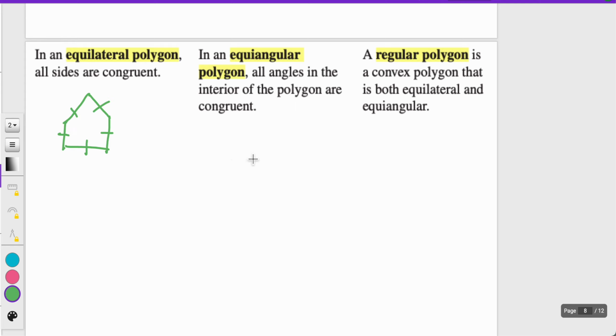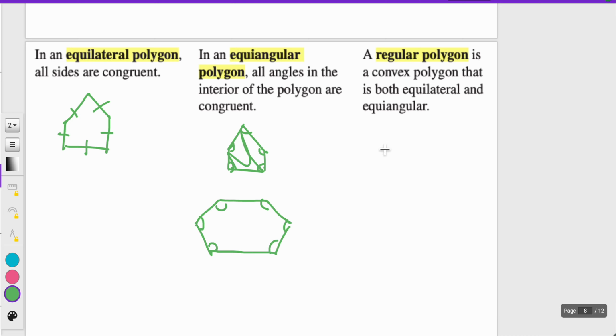All sides are congruent. In an equiangular polygon, all angles of the interior would be congruent. So again, just showing that with my angle arcs here. And then a regular polygon, or this one actually doesn't show equiangular. Maybe if we did a hexagon, that'd probably be better. So not necessarily all the same side lengths, but all the same angle measurements.